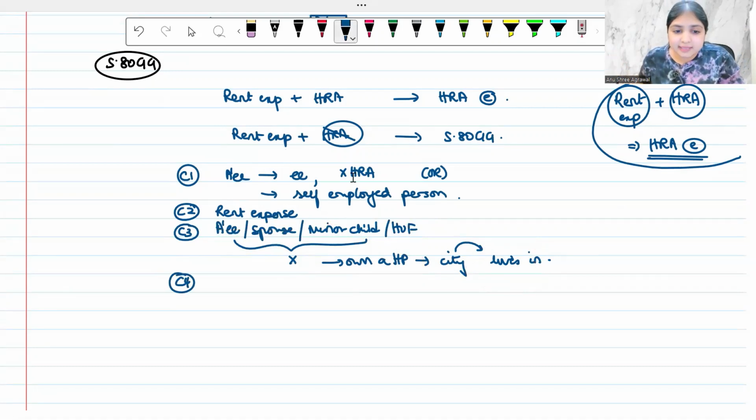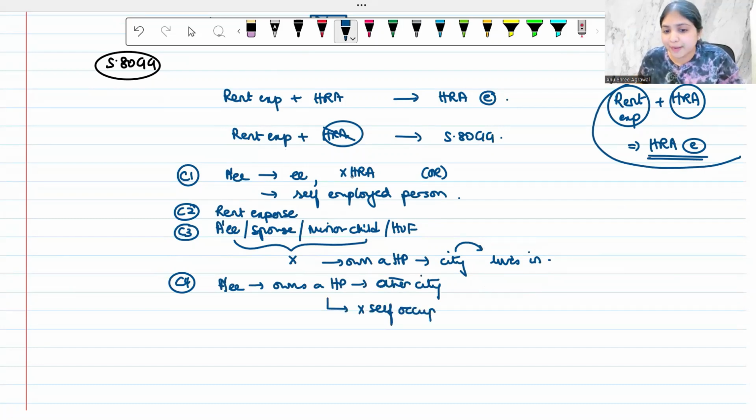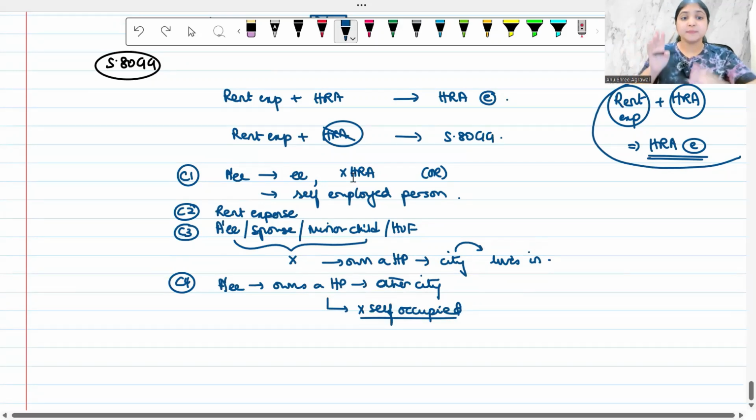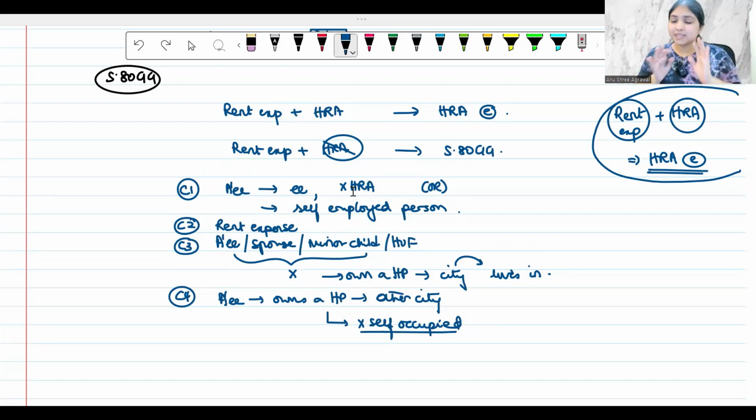Yes, if the assessee owns a house in some other city, that is fine. I can have a house in some other city, but this house should not be a self-occupied house. Understood? This house should not be a self-occupied house. So I have totally 4 conditions. Condition number 1, the assessee must not be getting HRA. Either the assessee is an employee but is not receiving HRA, or the assessee is a self-employed person and is not getting any HRA.